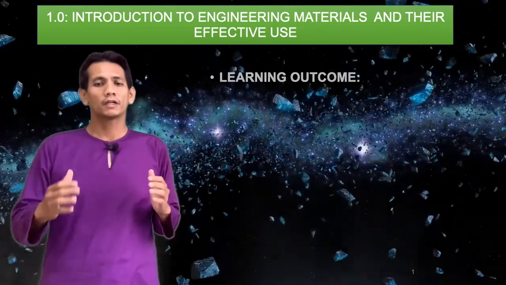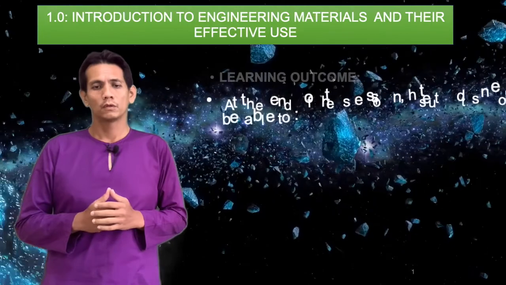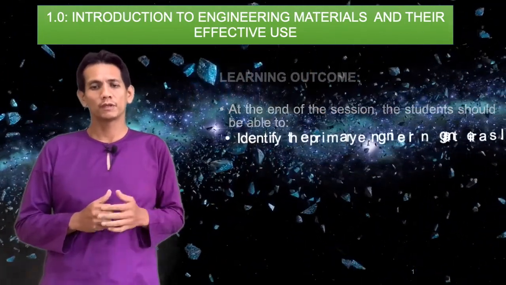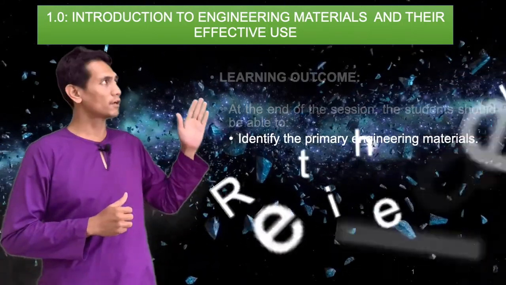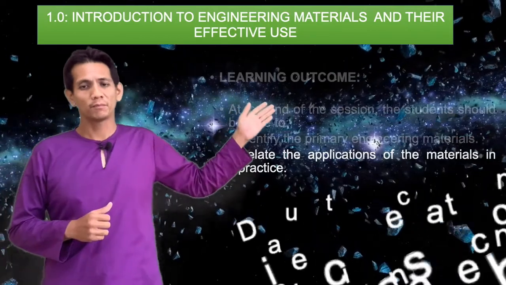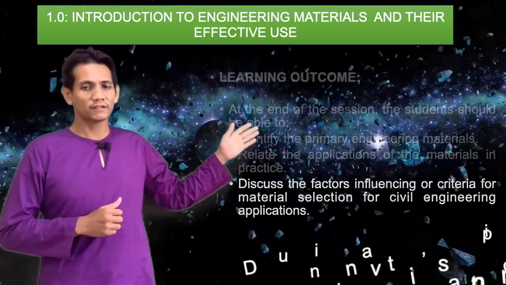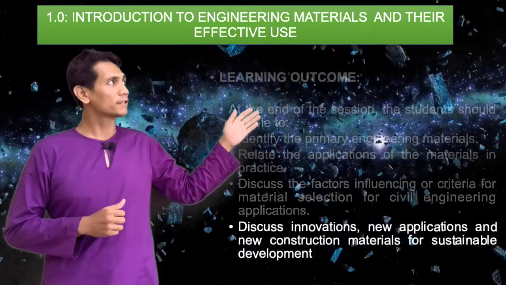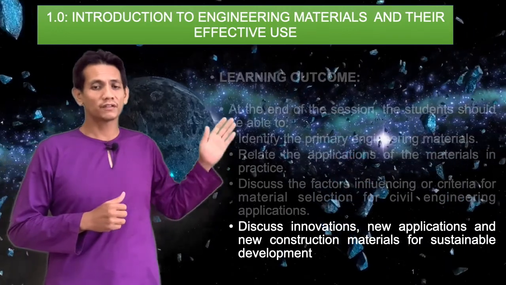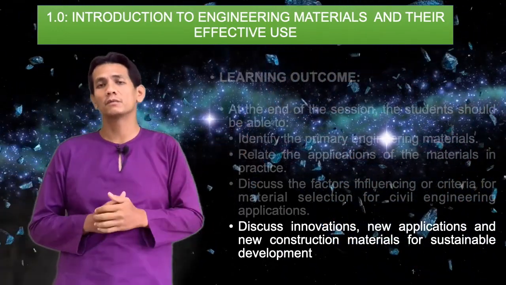Today we're going to proceed with our first topic, which is Introduction to Engineering Materials and their effective use. What are the learning outcomes at the end of this topic? At the end of this session, students should be able to, first, identify the primary engineering materials; second, relate the applications of the materials in practice; discuss the factors or criteria for material selection for civil engineering applications; and discuss innovations, new applications and new construction materials for sustainable development.